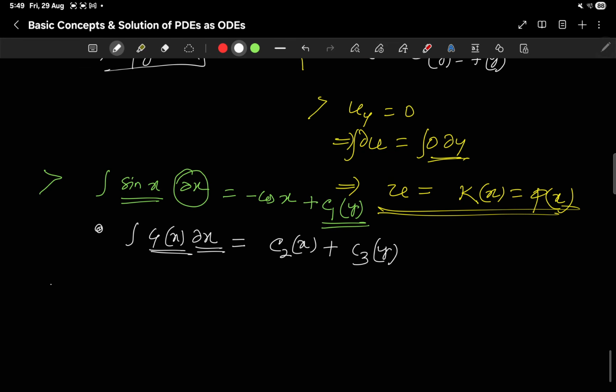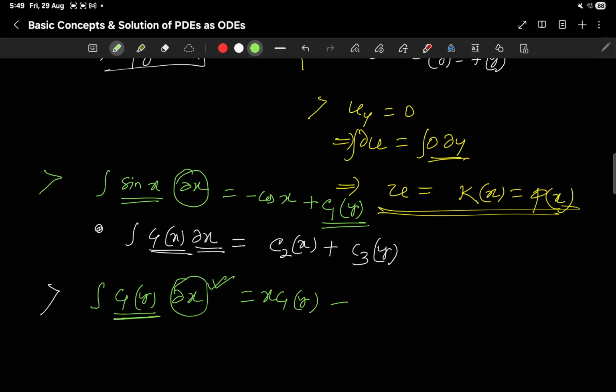Clear? Similarly, if I ask what is the integration of c1(y) del x? Now this c1(y) is a function of y, and is constant with respect to x, so c1(y) remains as it is here. Integration of del x is x, plus we have the constant of integration c2, which involves the other variable y. So this basic concept will help you to solve some PDEs.